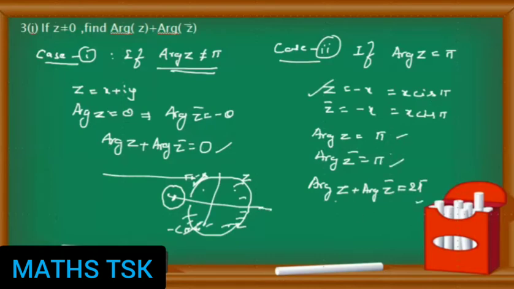So what about the positive x-axis? On the positive x-axis, y is 0. Then what about z bar? It is also x minus 0, so y is 0. If arg z is 0, arg z bar is also 0. So arg z plus arg z bar, in all remaining places excluding the points on the negative x-axis, is 0. Okay, right, next.